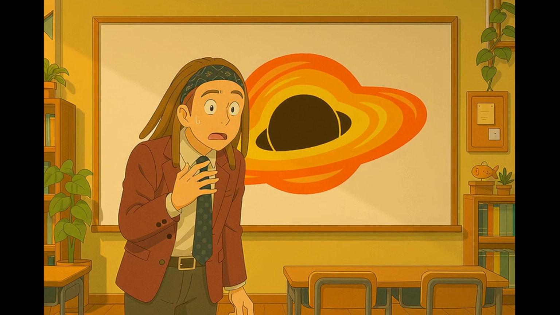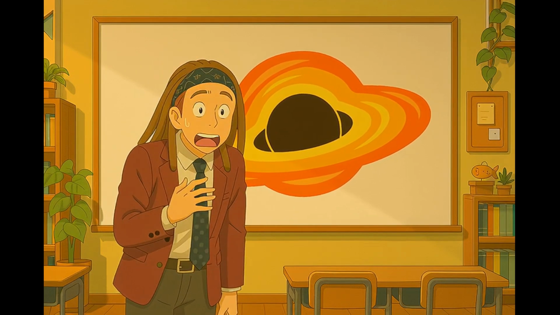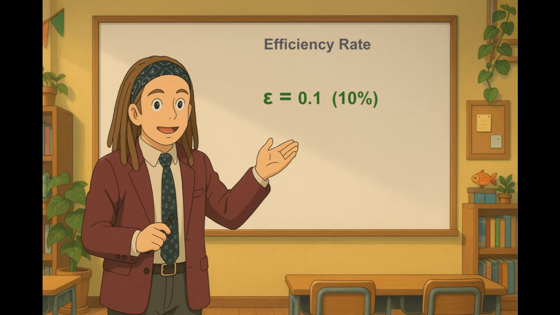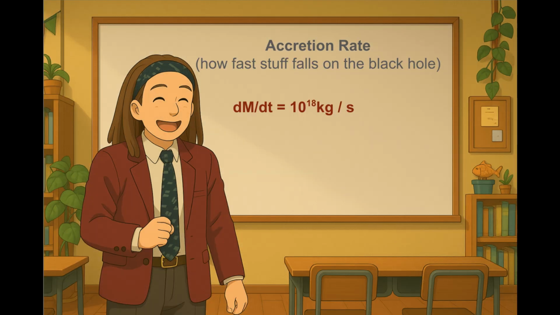We're considering an accretion disk around a black hole, and we're told it radiates 10% of the rest mass energy of the infalling matter. Furthermore, 10^18 kilograms of matter is accreted every second. Our goal is to calculate the power output in watts.